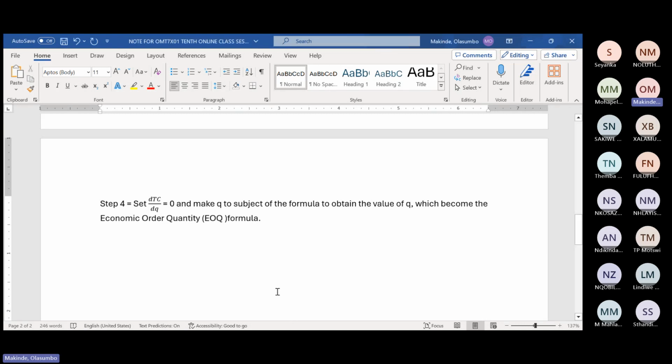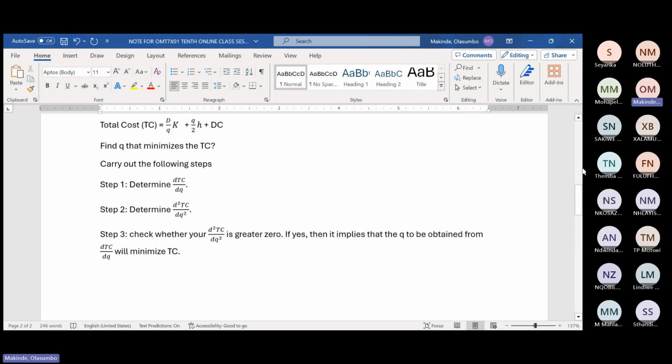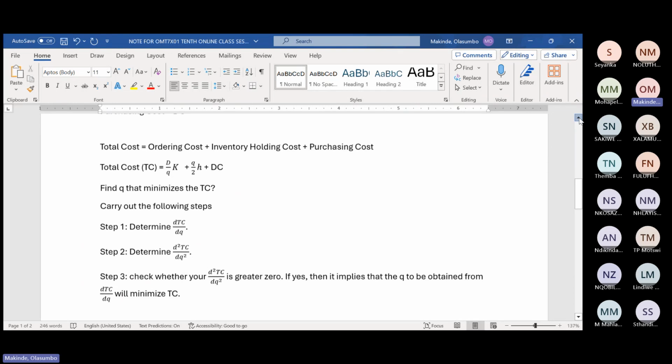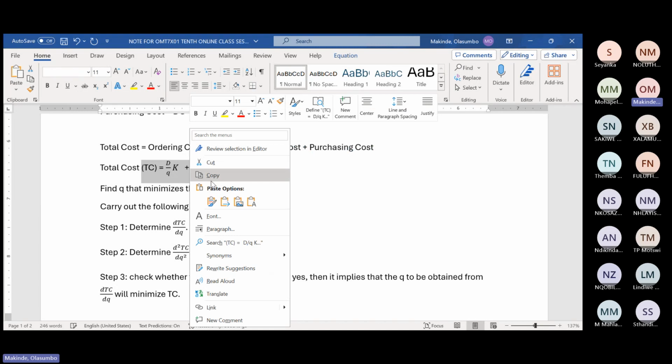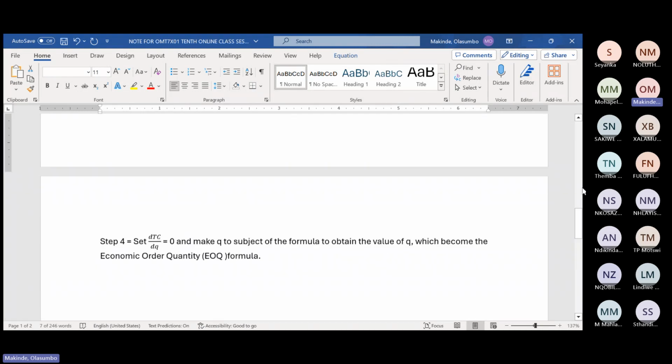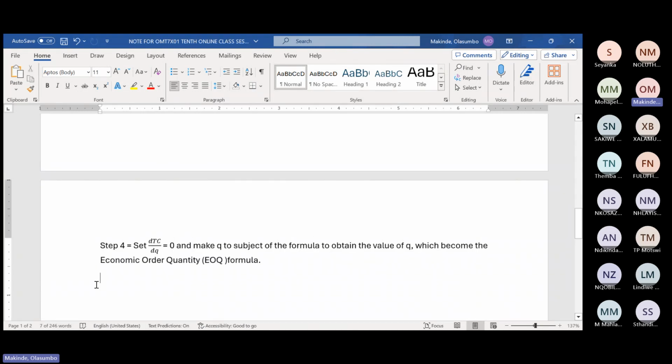Let's move on. Good. So now let's go to step 1. They said find the dTC/dQ. That means we differentiate this TC equation with respect to Q, and I will tell you how we are differentiating. It's not difficult. I know even if you did pure mathematics, if you did math literacy, what I'm going to show you now, you just follow it to the letter. So it's not difficult. That's why I'm taking it slowly so that you understand it.